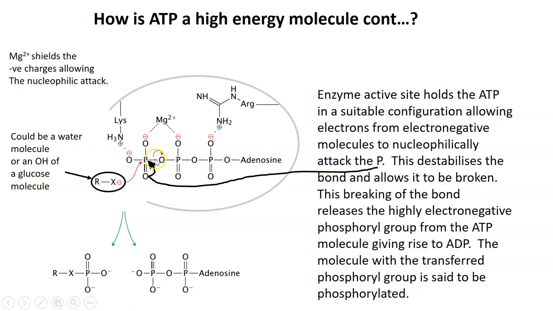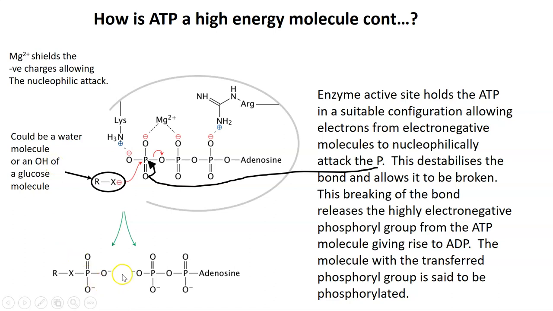Okay, once you do that, this becomes positively charged. And that can be nucleophilically attacked by any other molecule which has a negative charge here. So that could be an OH group, an OH group from a sugar, for example, from a glucose molecule.